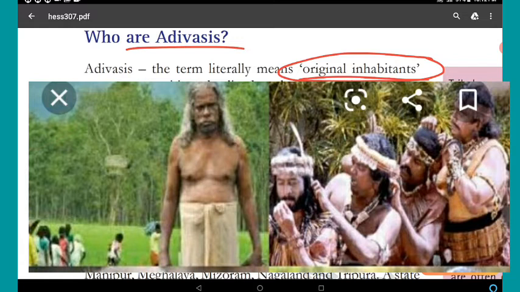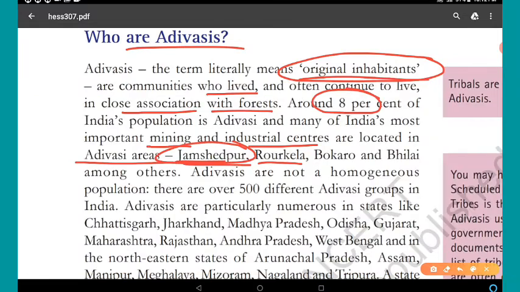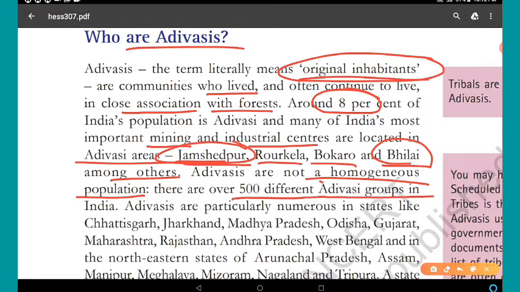Rourkela is situated in Odisha. Jamshedpur is situated in Jharkhand. Bokaro is also situated in Jharkhand. Bhilai is situated in Chhattisgarh, among others. So Adivasis are not a homogeneous population, they are different from each other. There are over 500 different kinds of Adivasi groups. They are not equal in their appearance, they are different. So they are not homogeneous.